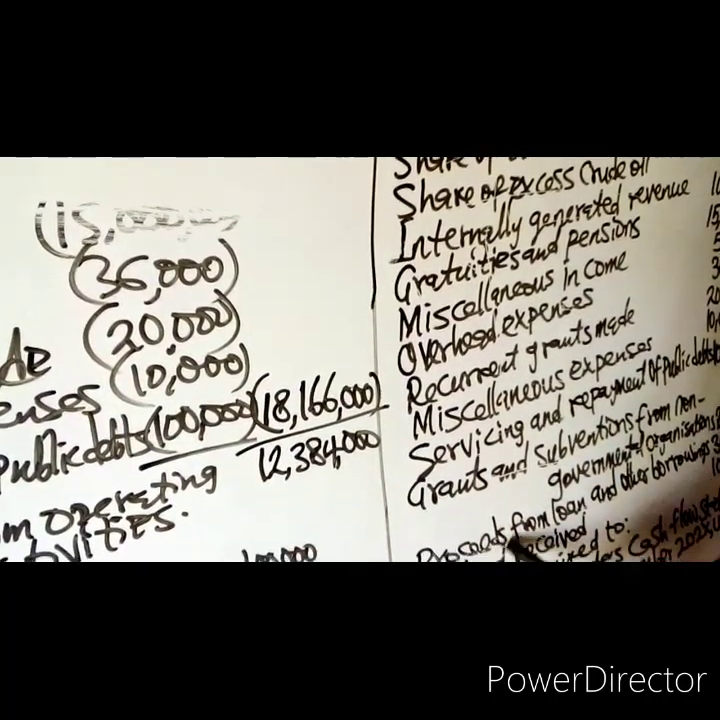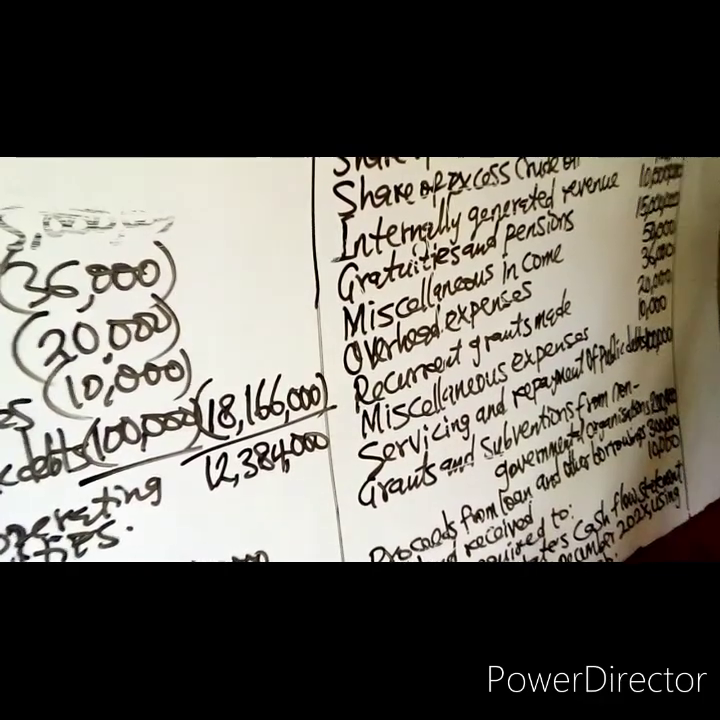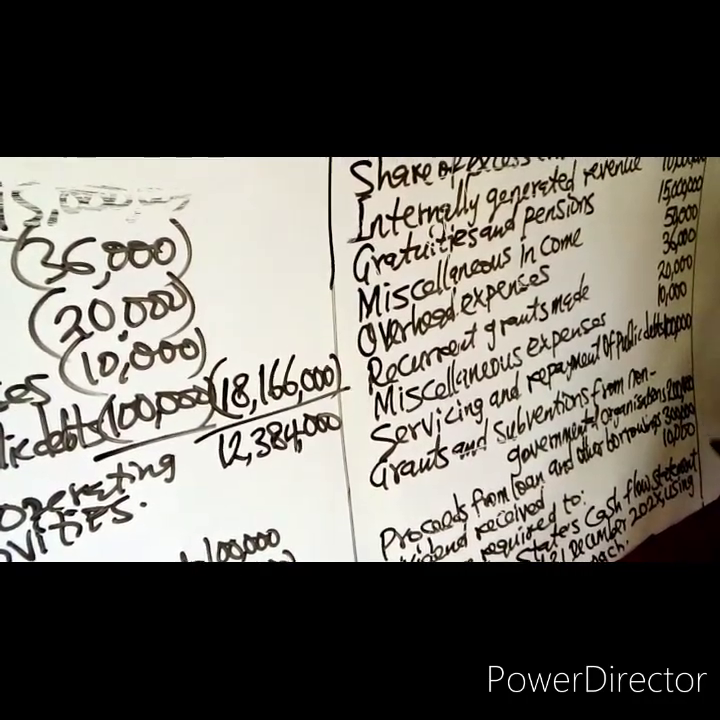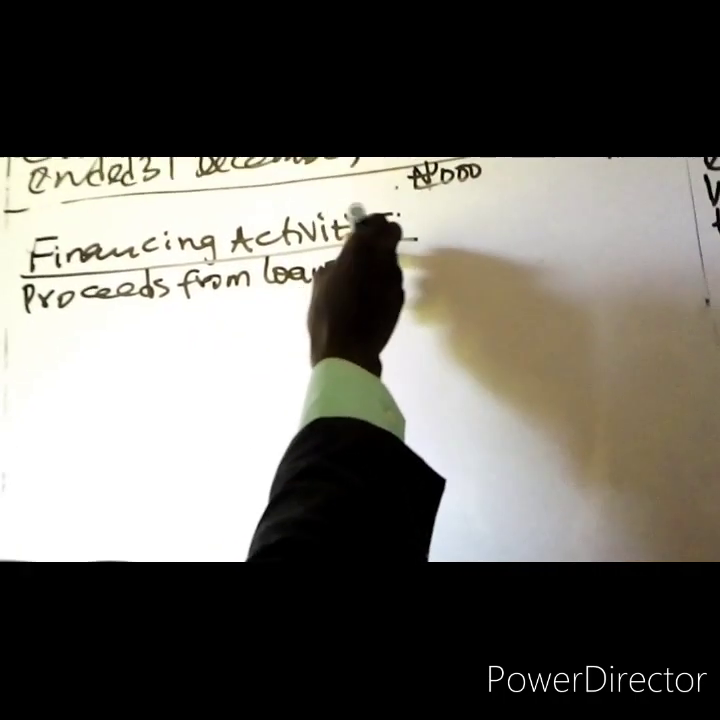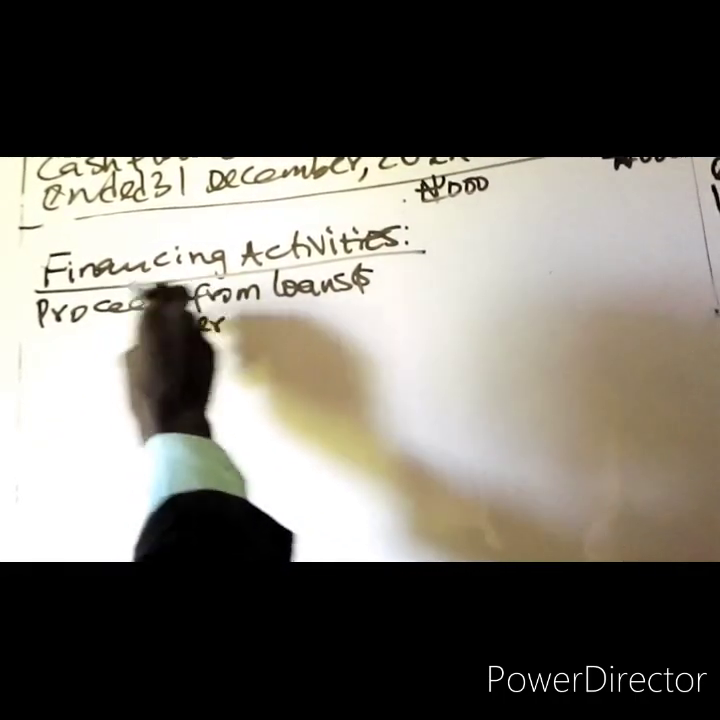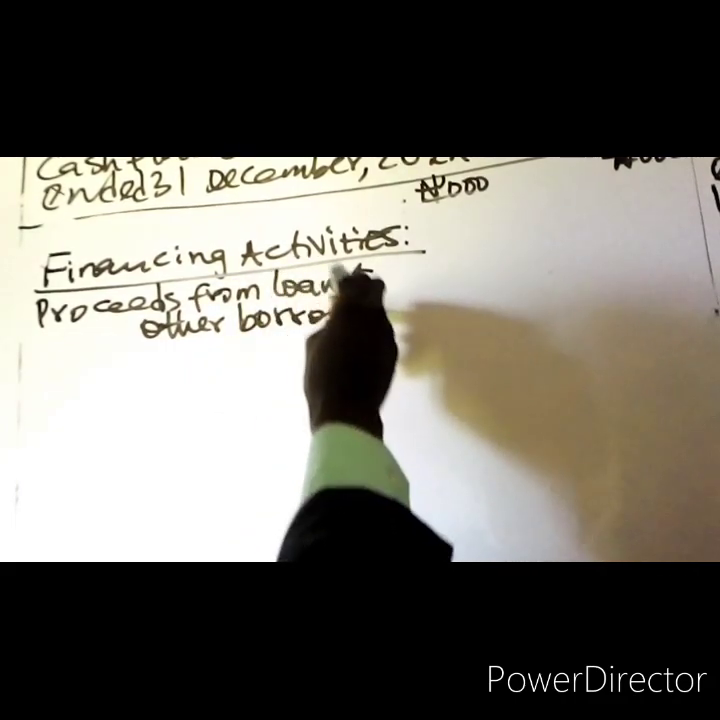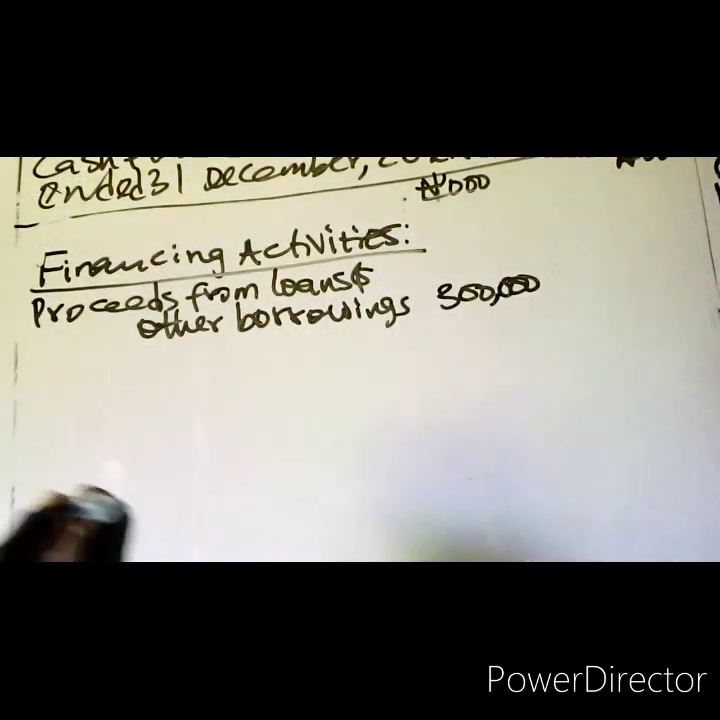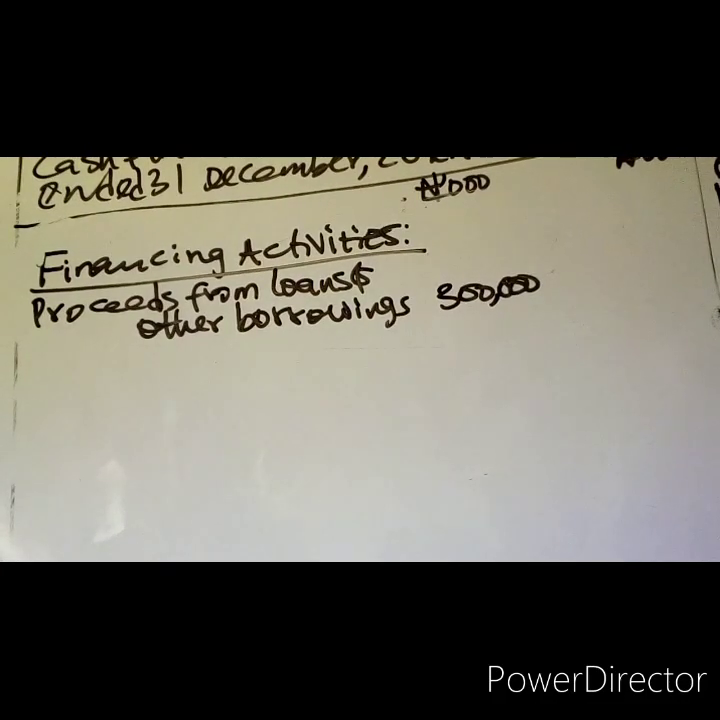We have proceeds from loans and other borrowings, 300,000. That is financing activities. Proceeds is an inflow. That means you receive it. That is why you have it as proceeds. The money you receive from loans and other borrowings, and that is 300,000, which is an inflow.